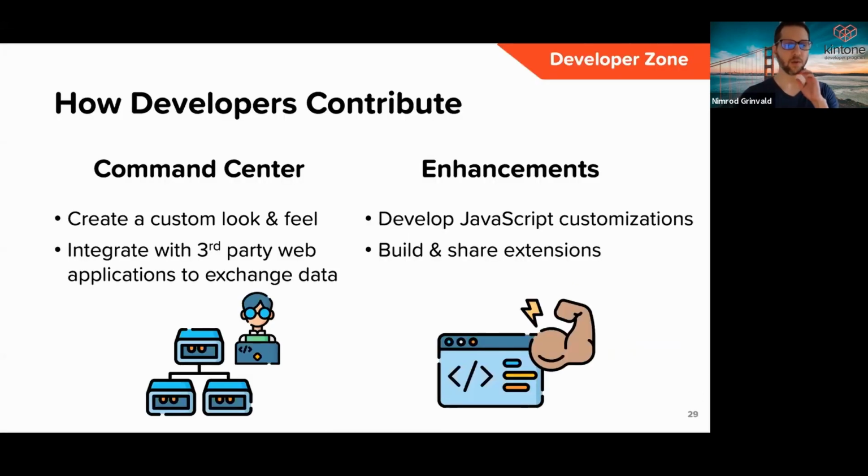A few things. As a developer, you can create a command center, a place where you want to land and see what's going on, like a more powerful version of Trello or Asana, where you've got your data all in one place. Then you have a layer above the data layer, the presentation layer, a collaboration layer. This is where the collaboration happens with comments and process management. But for this to happen, we need developers to build the integrations, to integrate with these third-party web applications to exchange data, and to develop these JavaScript customizations, and then to build and share those extensions.